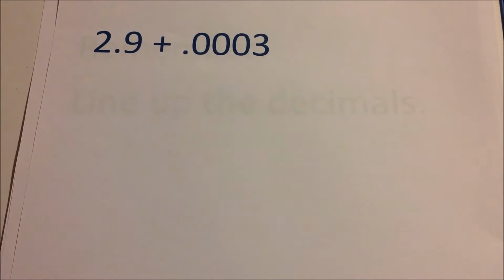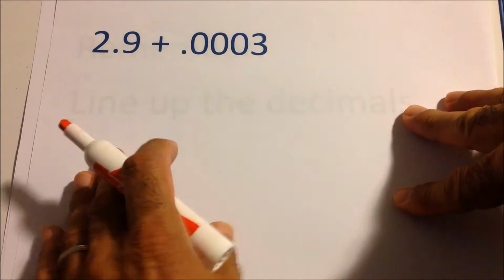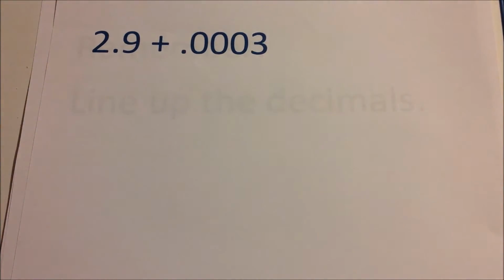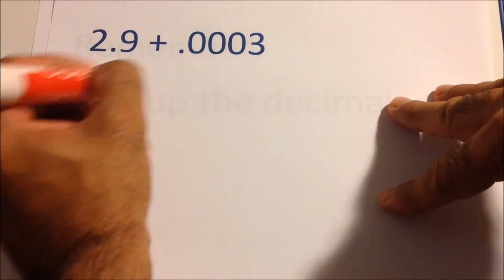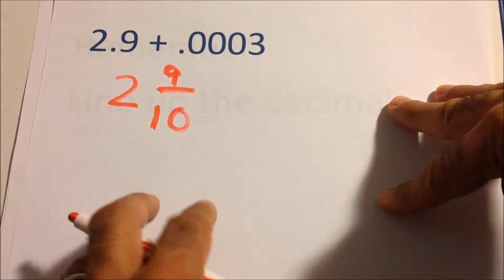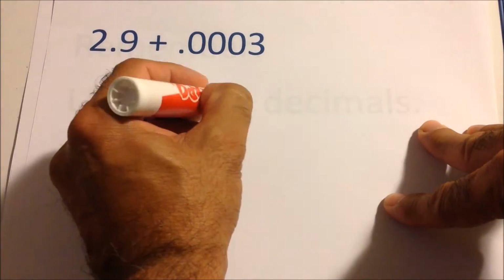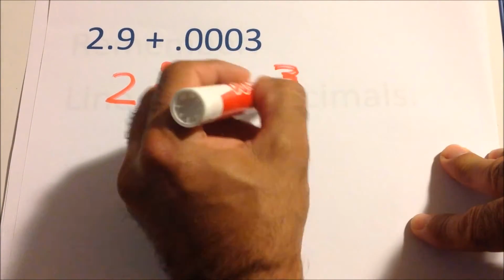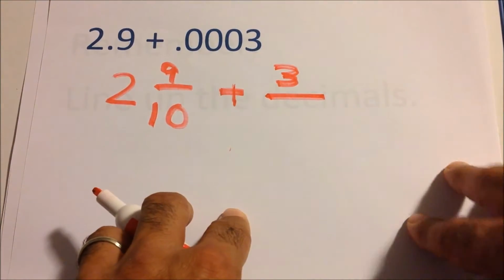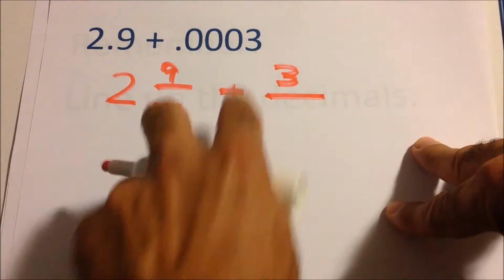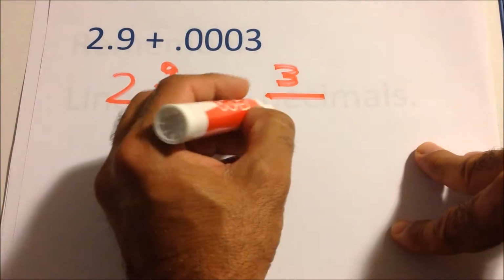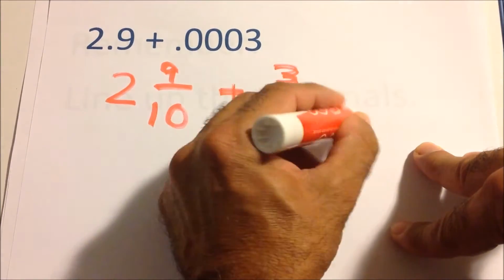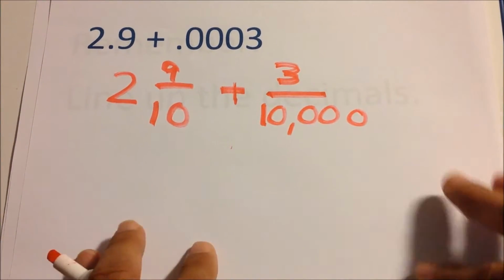So again, we have 2.9 plus 0.0003. So, one way you can add decimals is to turn them into fractions if you want. Well, that's sometimes a little harder, but you know that's 2 and 9/10, right? And what do you think this one is? Well, you always use the first natural number you see, which is 3. And what place value is it in? It's in the 10,000s. So we know that's what we're looking at. But we're just going to add decimals.